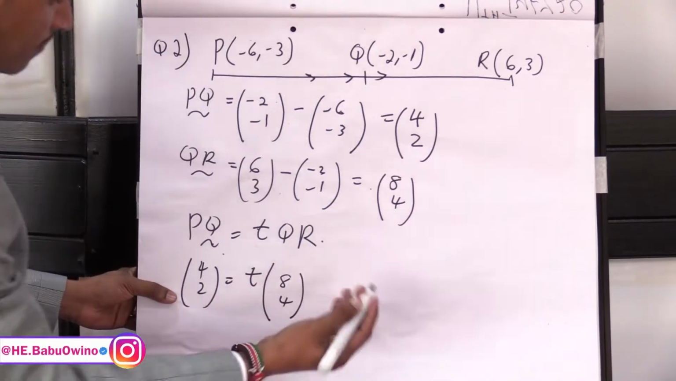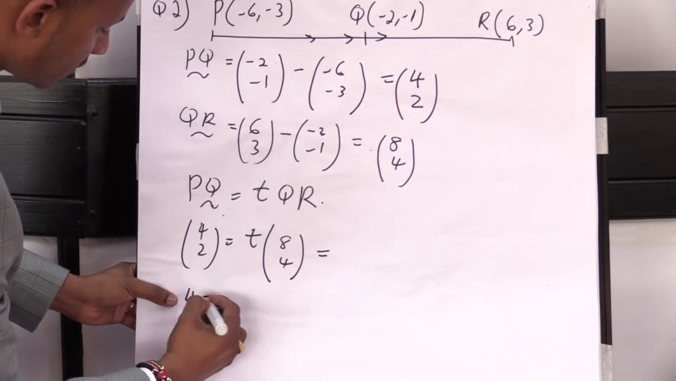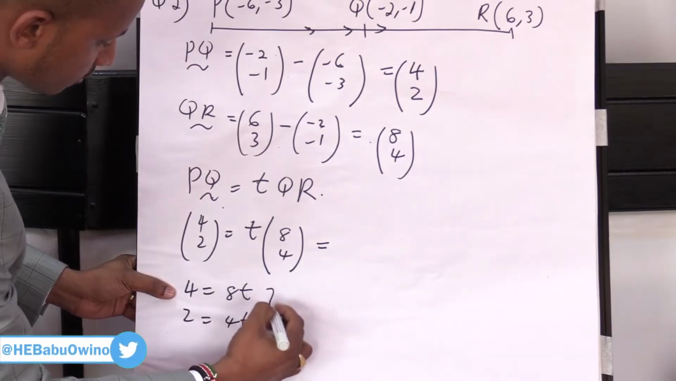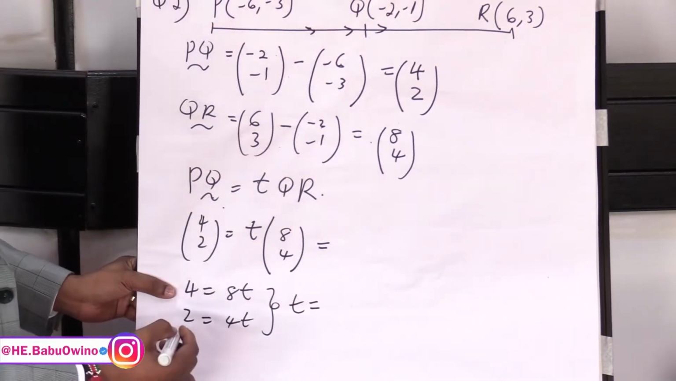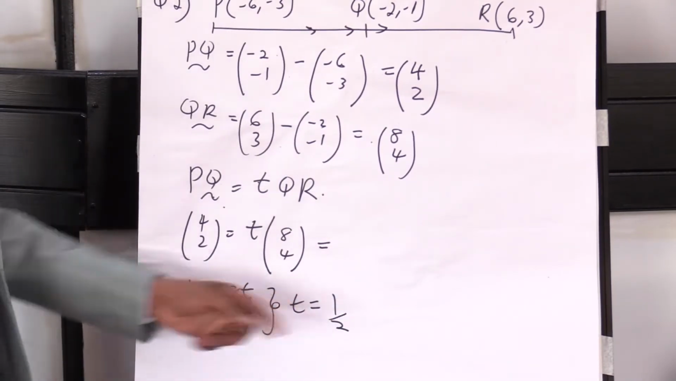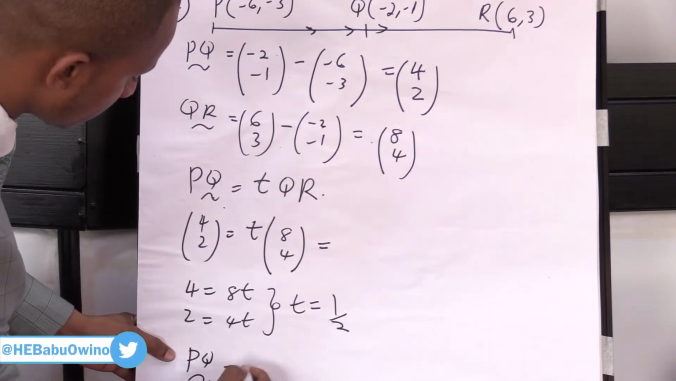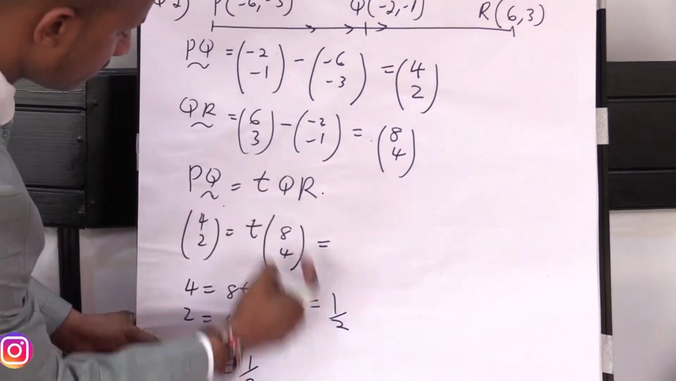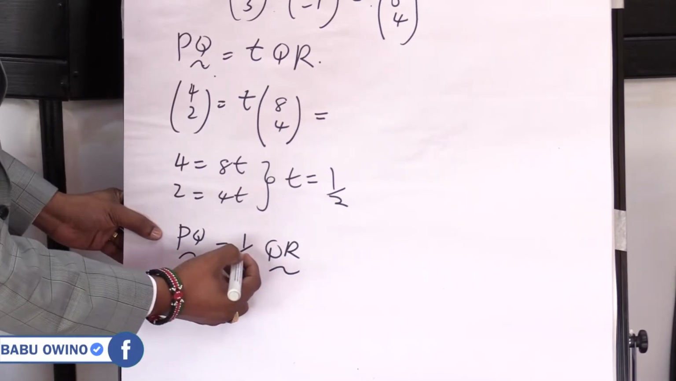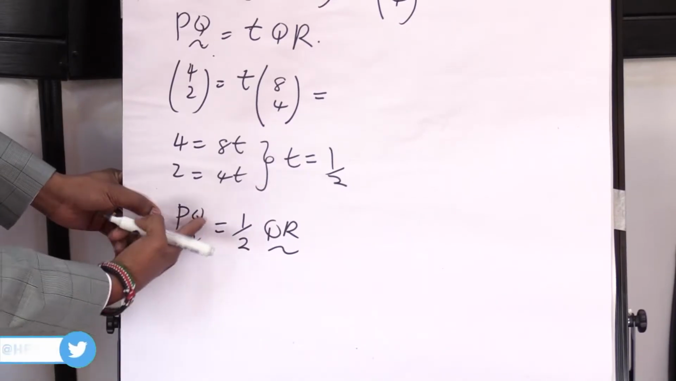So open up the bracket. 4 equals 8t and 2 equals 4t. So from these two, t equals a half. This is 4 over 8 or 2 over 4, which is a half. So you write it nicely from here. PQ equals a half of QR. Therefore, PQ is a scalar multiple, a half of QR, or QR is equal to 2 of PQ.